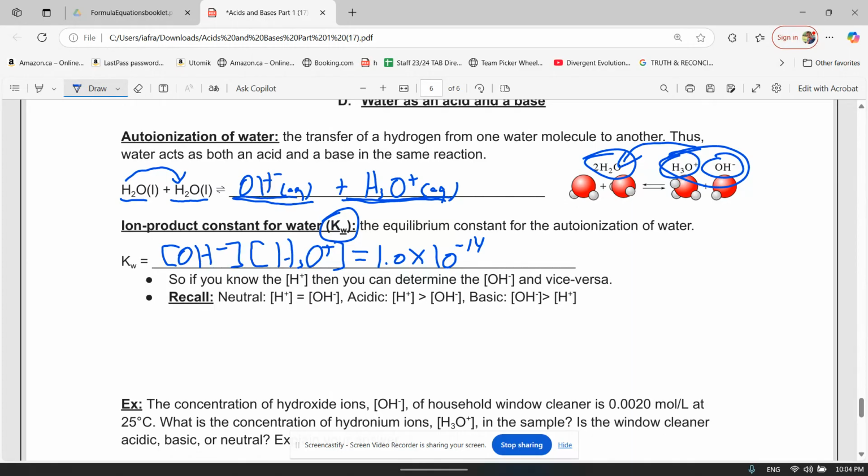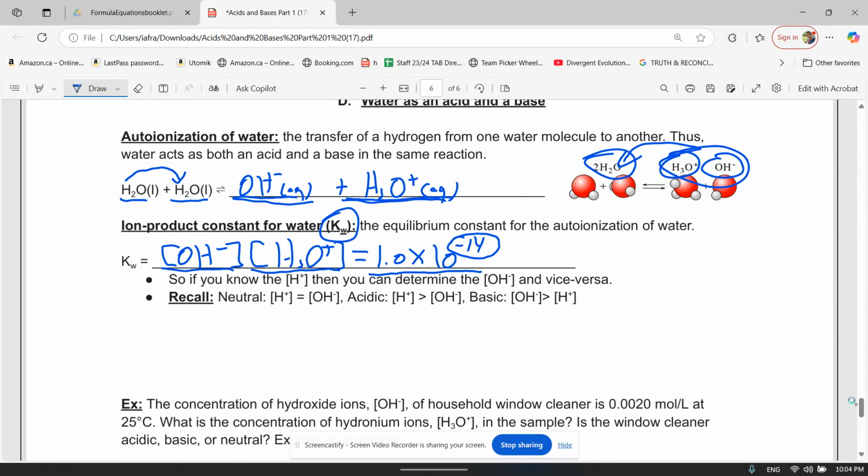So what it means is that in any solution, your OH minus and your H3O plus, when you multiply them together, have to give you this value here. Look at that, negative 14. Remember, pH is 0 to 14.